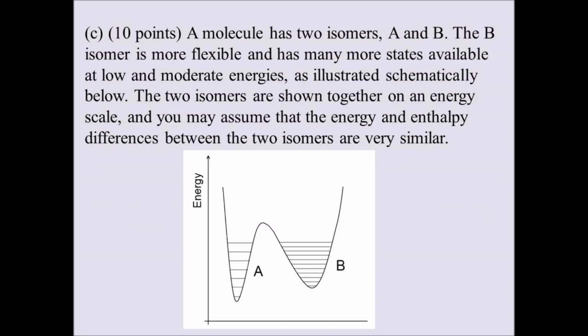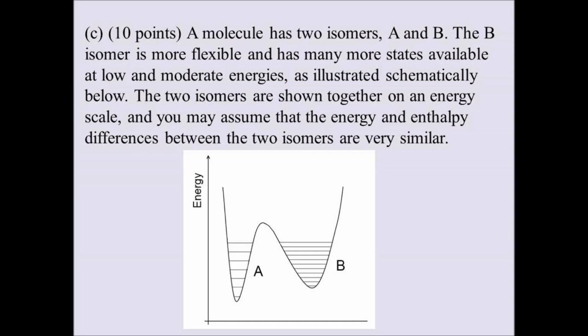Now for the next part of the problem, we're given a molecule that has two isomers, so two arrangements, A and B. And the B isomer is more flexible, has more states available, which you can see on the drawing. It has more levels, and what that means is it has more entropy. And we're asked to consider cases where the enthalpy might favor A or it might favor B. So we'll consider that case first, the case in the drawing.